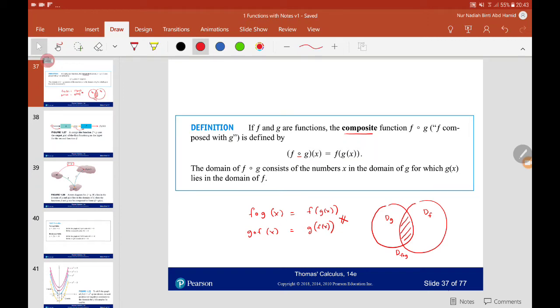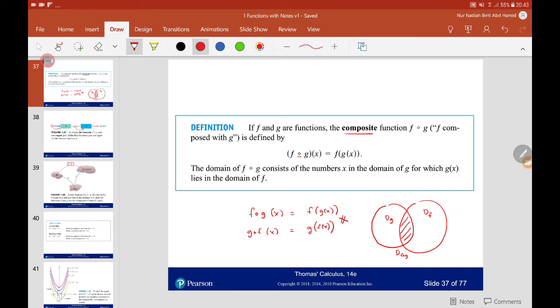Hello everybody. So I just realized that I have made a mistake in explaining the domain of composite function. So I'm correcting here.